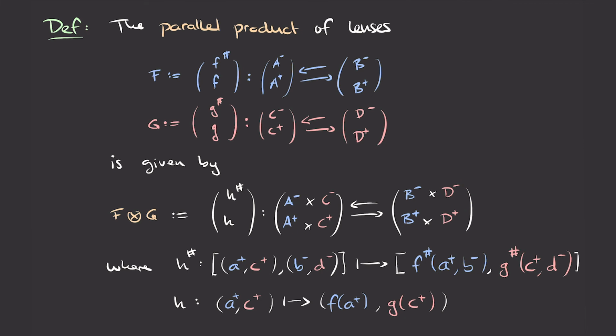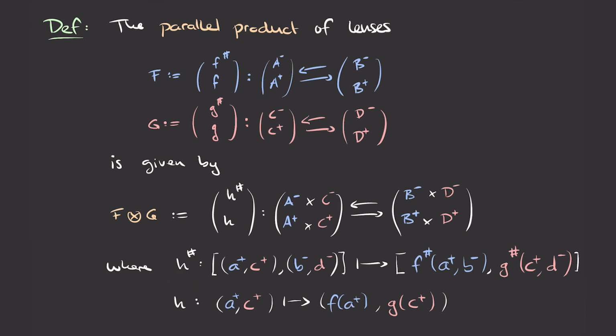Now the definitions for the pass-back and pass-forward maps of this new lens F tensor G are completely analogous to what we did for systems. For the pass-forward map h, we're basically just taking the product of the pass-forward maps f and g. So an element small a plus, small c plus in this set, capital A plus times capital C plus, is mapped to f of a plus, because that's what we can do with an element small a plus, and g of c plus, that's what we can do with an element small c plus. Now the pass-back map again looks a bit more complicated.